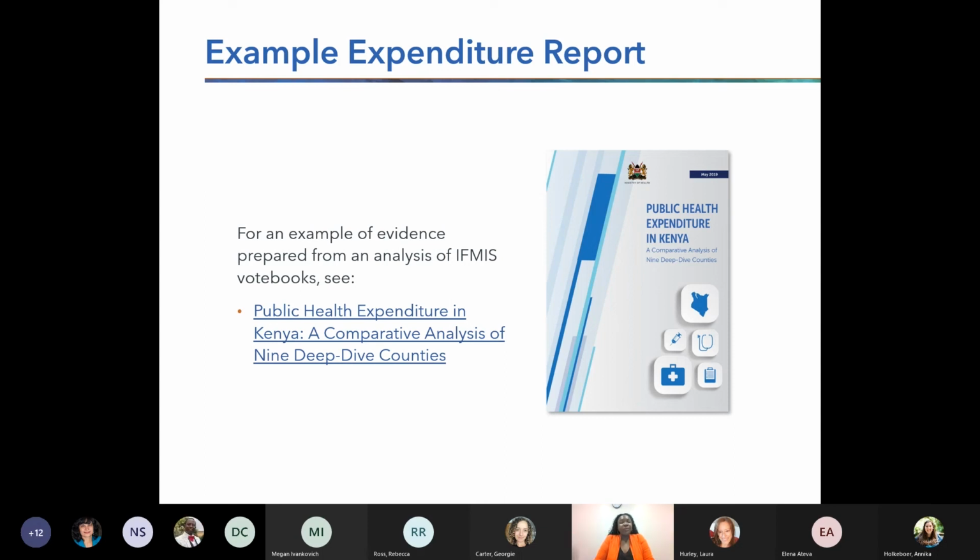Let us know what your experiences have been working with the decentralized governments. Oh, great. We have a question from Dara. So Dara asks, what do you see as the major capacity gaps in the budget process at the subnational level?